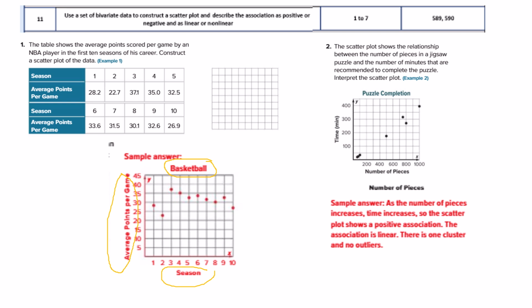Going to the second one, it asks us to interpret. It shows the relationship between the number of pieces in a jigsaw puzzle and the number of minutes that are recommended to complete the jigsaw puzzle. They ask us to interpret the scatter plot. We can see that there are no outliers here, and there is one cluster. This is our cluster. And as the number of pieces increases, time also increases. So the scatter plot shows a positive association.